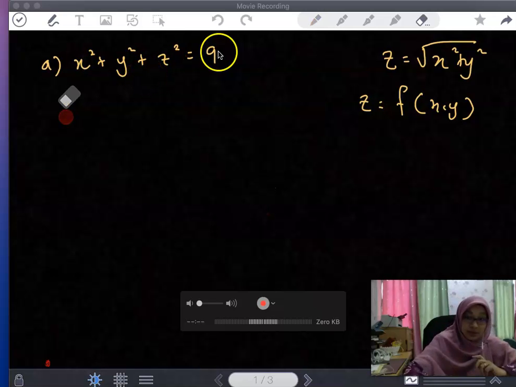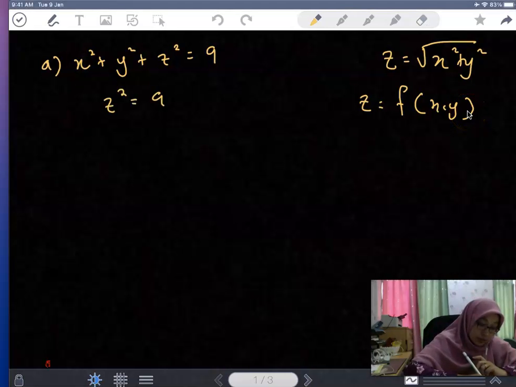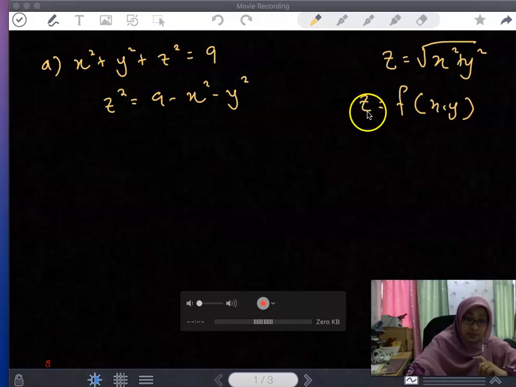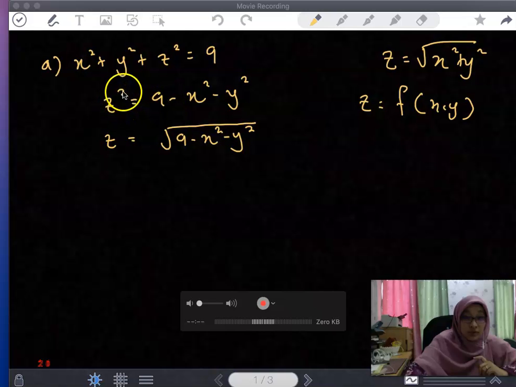So in order to get this form, you have to rewrite z squared equal to 9 minus x squared minus y squared. Then you need only a single z, meaning that you have to square root both sides. So when you square root both sides, you have the square root of 9 minus x squared minus y squared. Since your original expression has a square, when you take the square root, the right side can be positive and also can be negative. So z can be positive and z can be negative.